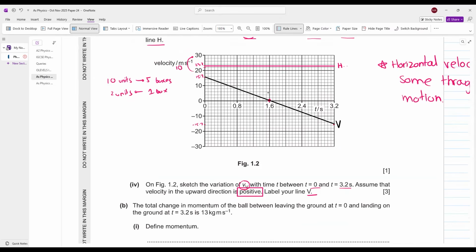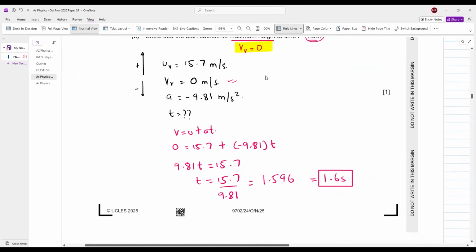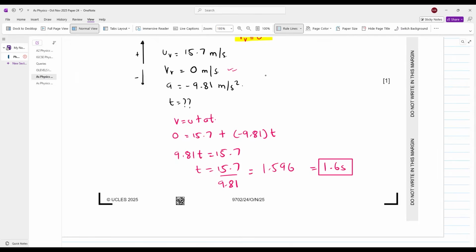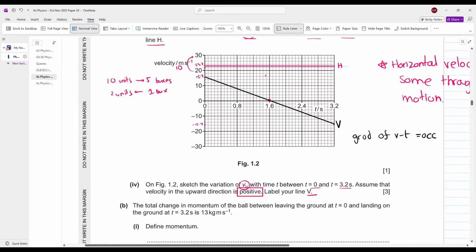Lastly, you have to remember, sir, why is this a downward sloping line? Beta, ये downward sloping line क्यों है? Can you realize? Do you remember this key point? Gradient of velocity time graph is equals to acceleration. Can you realize your acceleration is negative 9.81 throughout? That means आपकी acceleration negative and constant है throughout the journey. If your acceleration is negative and constant, that means your gradient of velocity time graph will be negative and constant throughout the journey. You will draw a downward sloping line.